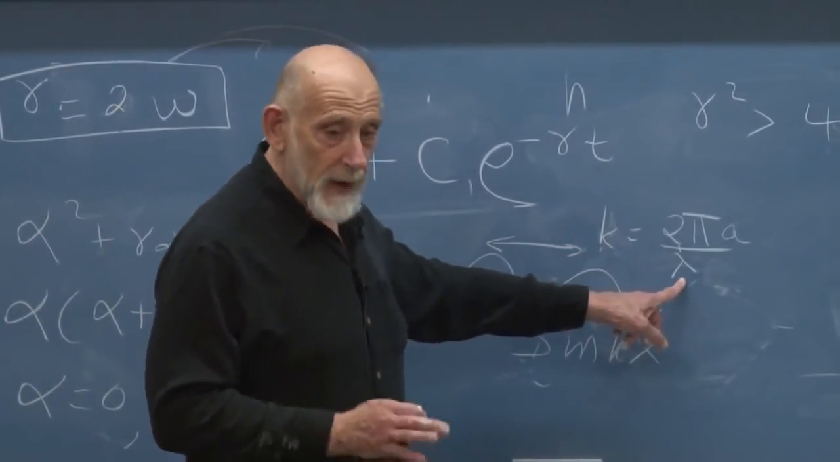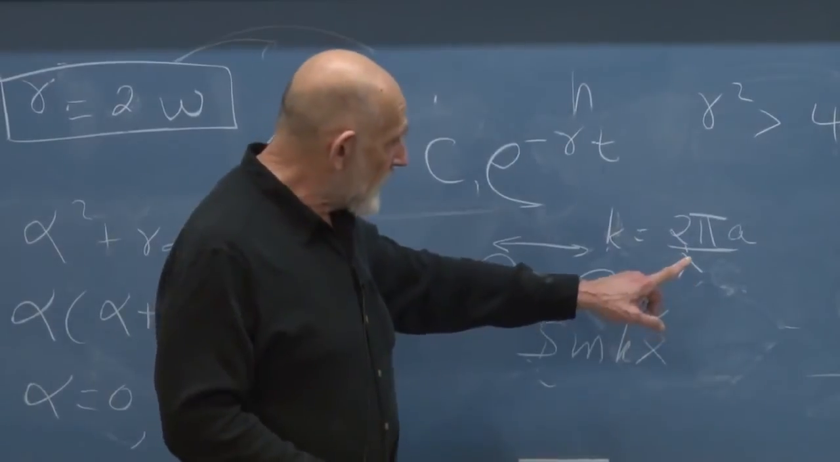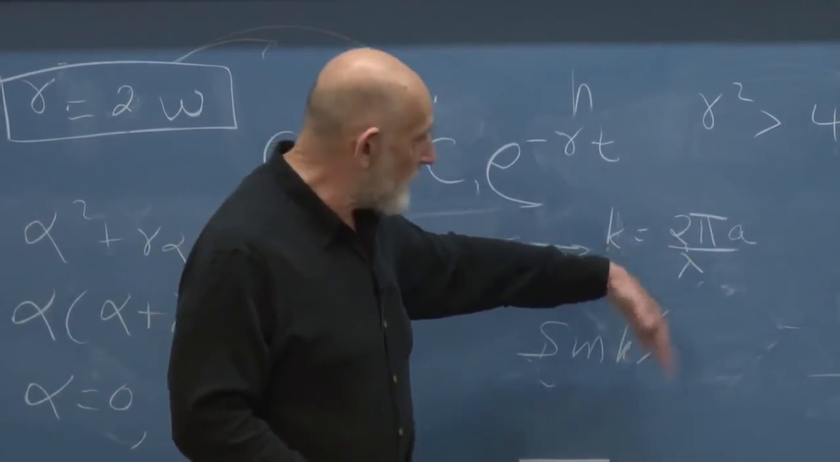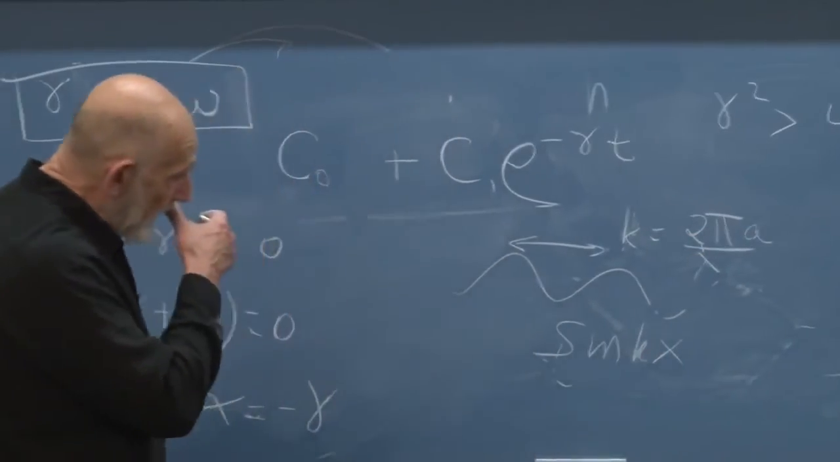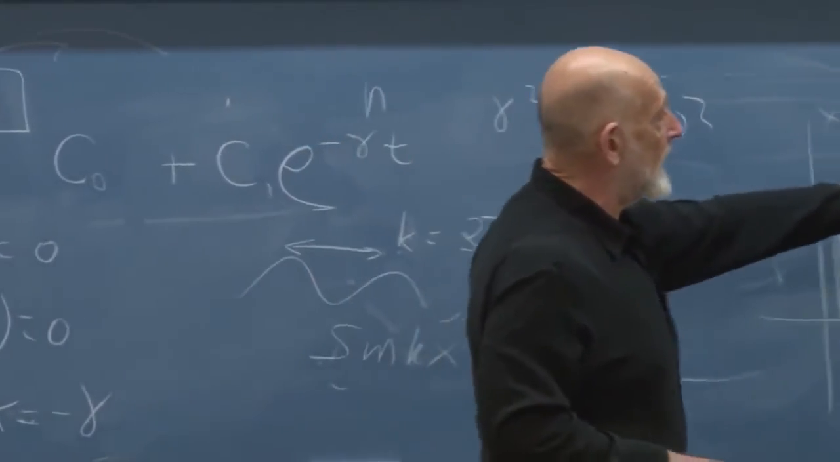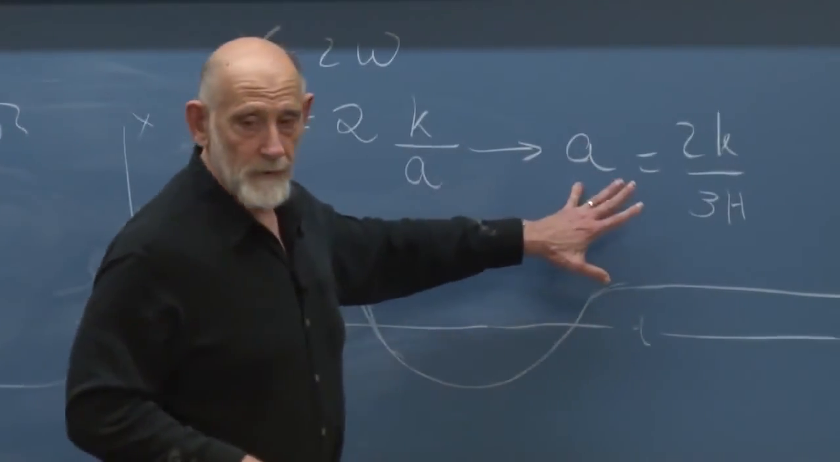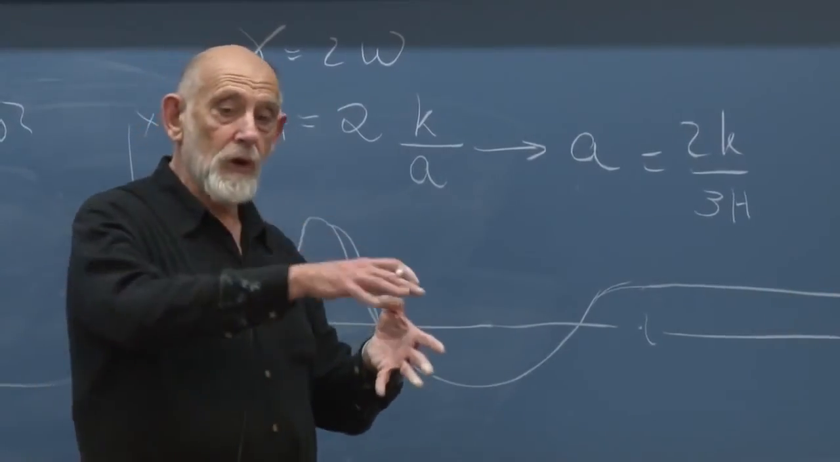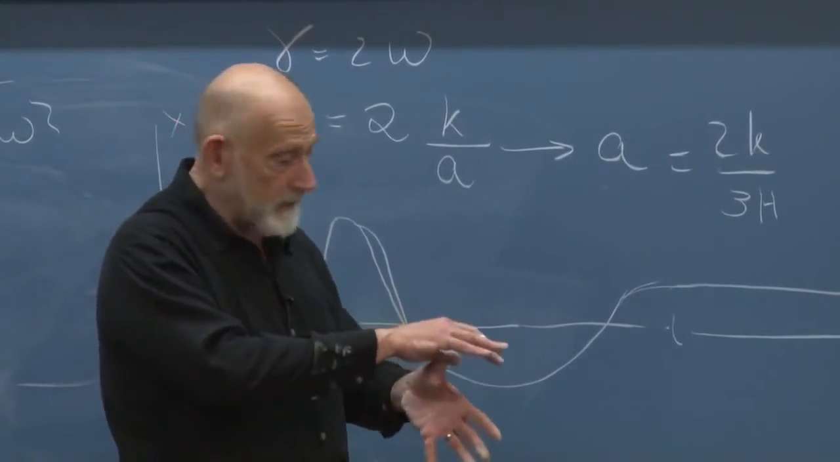Lambda is ordinary wavelength measured in meters, so this has units of length, and A has units of length. So this is right. K is 2 pi A over lambda. And that means we can substitute into here. Now, what was this point over here? Remember what this stood for? That's the scale factor at which the crossover happens from underdamped to overdamped.